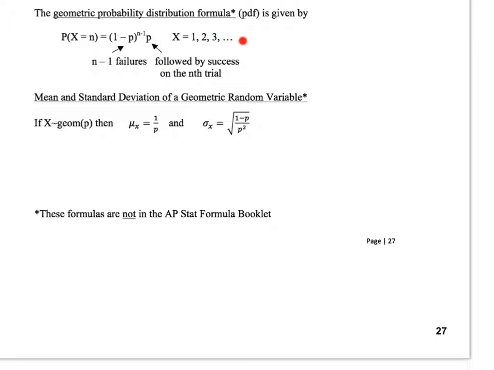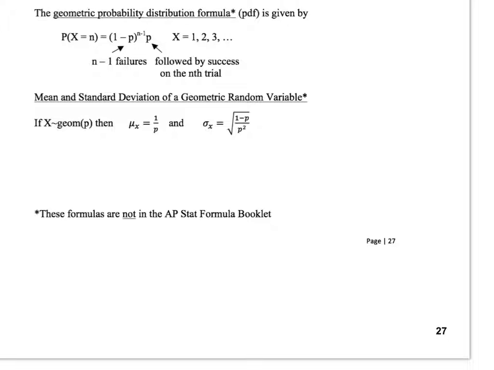Now again, n is not fixed, so the values of x could start at 1, 2, 3, and they go on forever. Notice x can't be 0. In a binomial distribution, x can be 0, because in a fixed number of trials you can have 0 successes. But if you're counting trials until you get success, the value of x starts at 1. On average then, how many trials should you wait to get a first success? You'd wait 1 over p for that to happen, and the standard deviation is the square root of (1 minus p) over p squared.